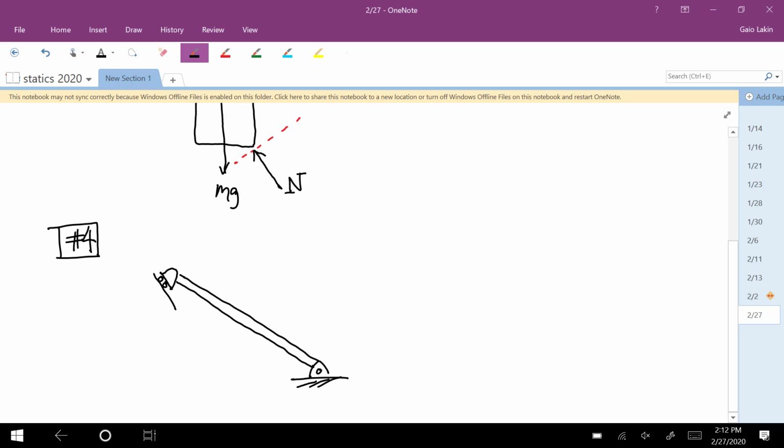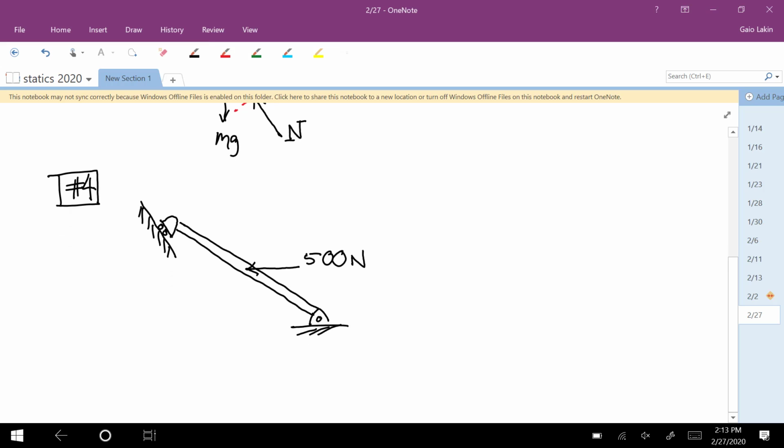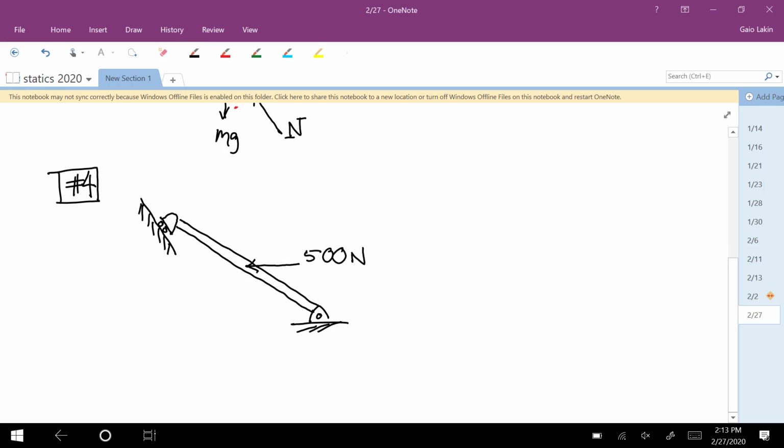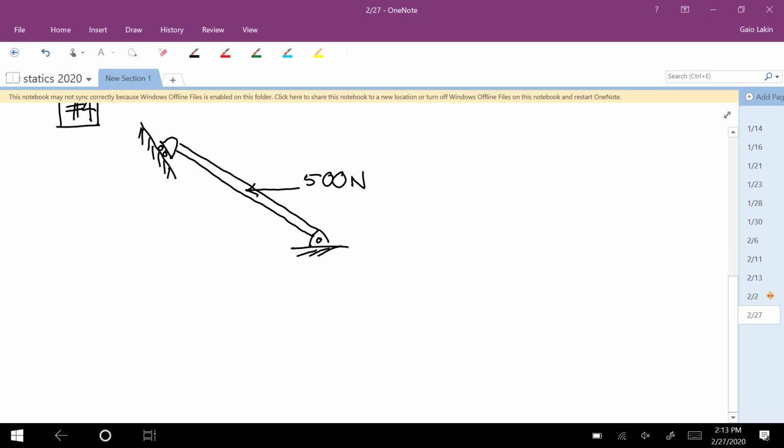okay, so there's a 500 Newton force applied at the center. The beam has a length of 1 meter and a mass of 20 kilograms. Calculate the reactions, and then what's the force vector the beam applies to the pin joint? So, free body diagram.